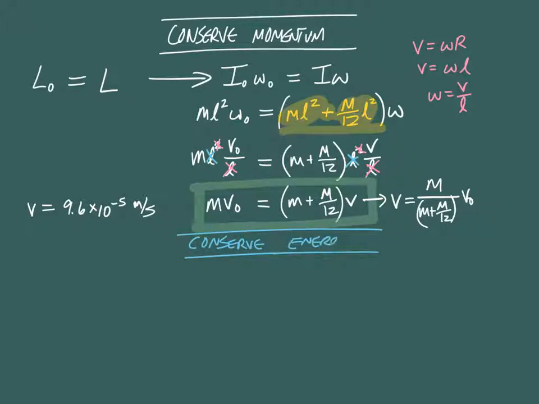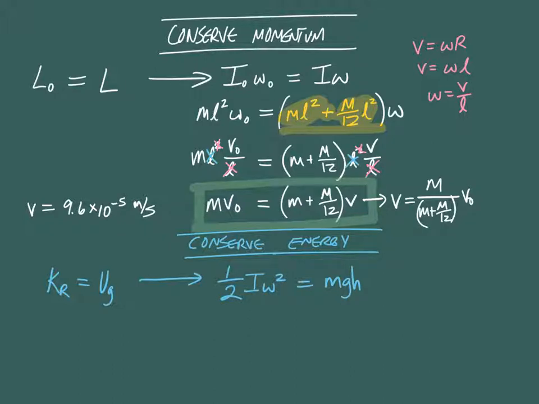Now we need to conserve energy. So it is the case that our rotational kinetic energy needs to equal our gravitational potential energy. And that means, again, rotational kinetic energy is 1/2 I omega squared. Gravitational potential energy is mgh.